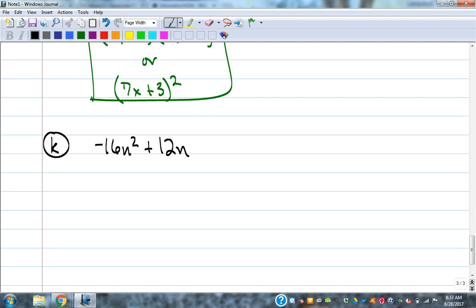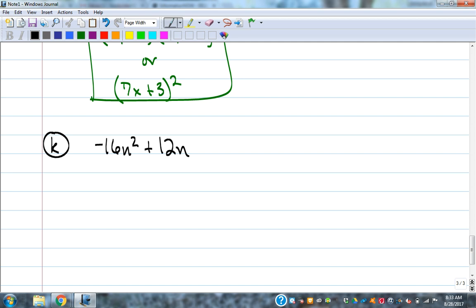First thing we look for? Greatest common factor. So 16 and 12 have what in common? 2. 4 is bigger. 6 goes into 12, but it doesn't go into 16. 8 goes into 16, doesn't go into 12. So I think 4 is the biggest one.